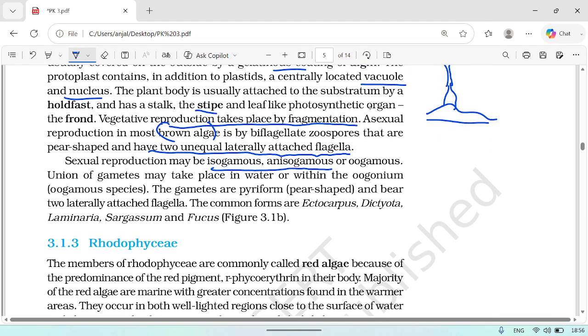anisogamous or oogamous, which we already discussed. Union of gametes may take place in water or within the oogonium, that is in oogamous species. The gametes are pyriform, that is pear-shaped, and bear two laterally attached flagella. The common forms are Ectocarpus, Dictyota, Laminaria, Sargassum and Fucus. These are the examples.